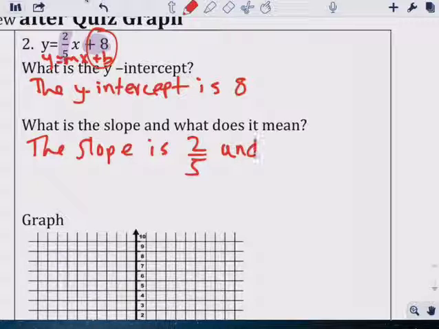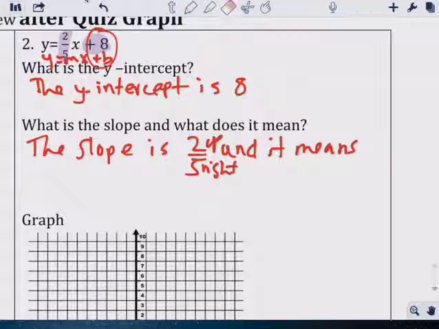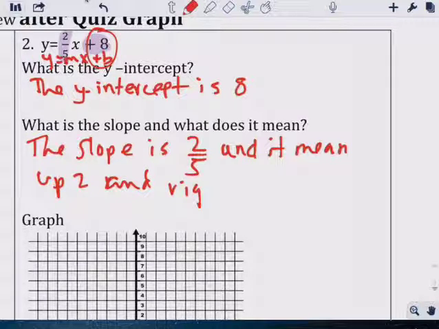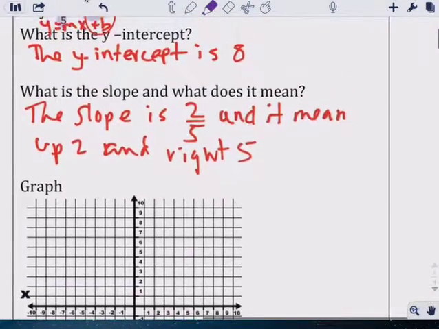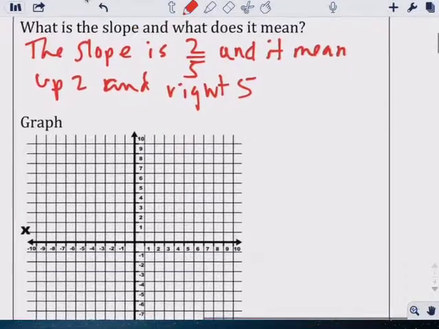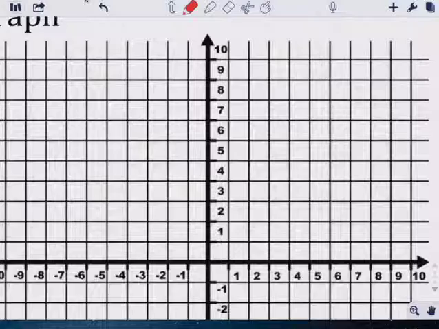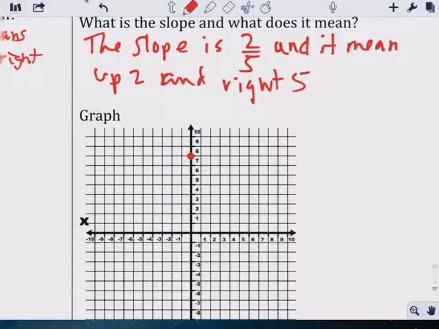and it means up 2, right 5. Anyways, we'll erase that. It means up 2 and right 5. Okay, so we start at the y-intercept. We start at the 8. So we find 8, just right here. And then from there we do up 2, right 5.